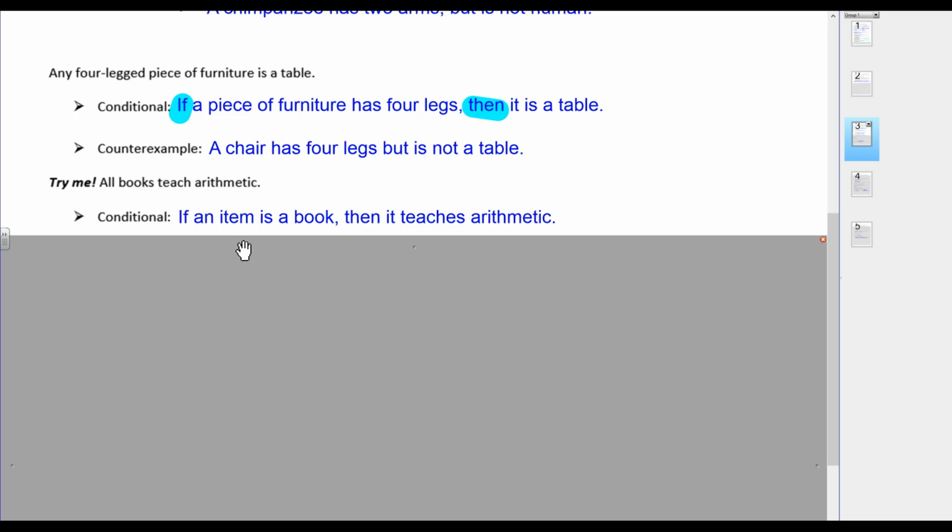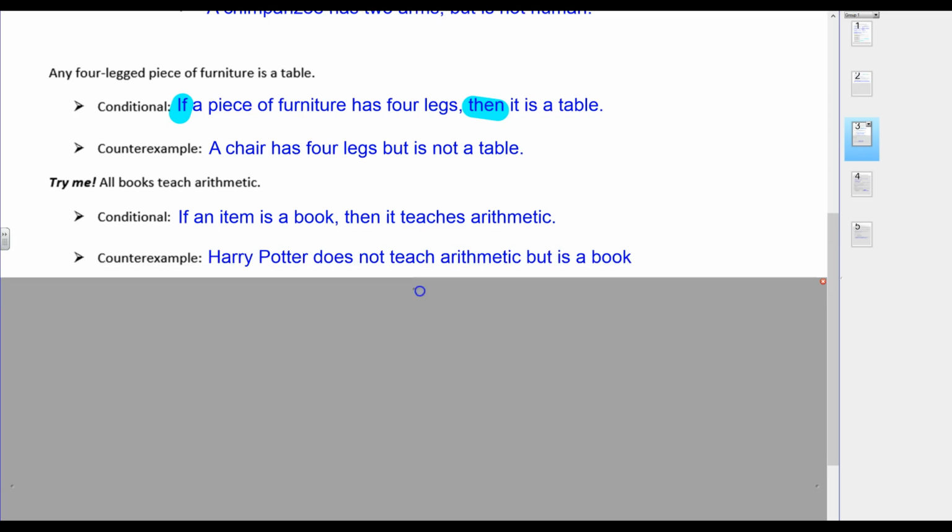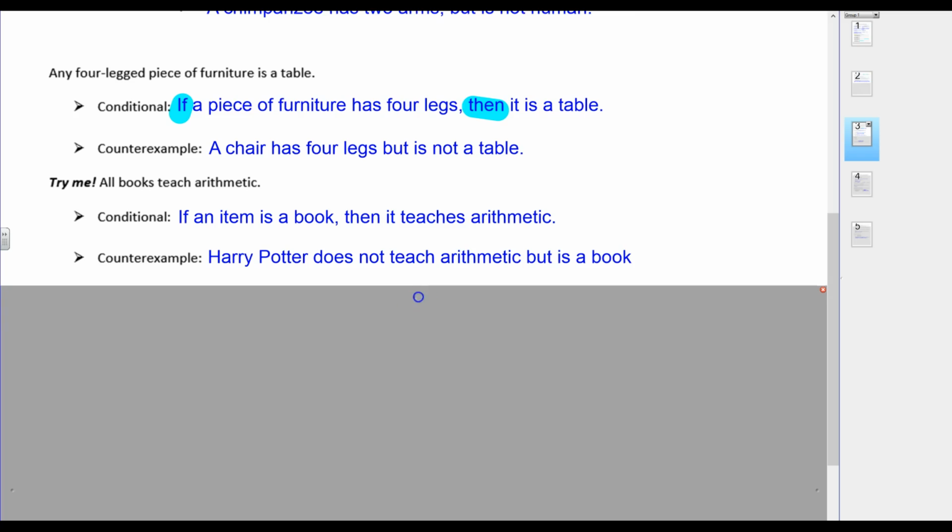Some people write, if it is a book, then it teaches arithmetic. That makes me a little uncomfortable because it is such a wishy-washy word, but if an item is a book, then it teaches arithmetic. There are a lot of counterexamples here. I said Harry Potter does not teach arithmetic, but happens to be a book. That was my counterexample. There could have been a myriad of other things that you would have chosen.